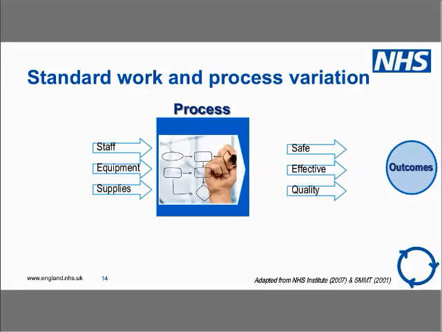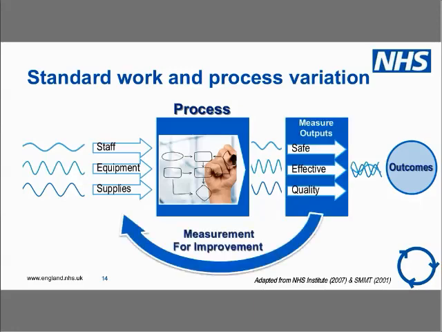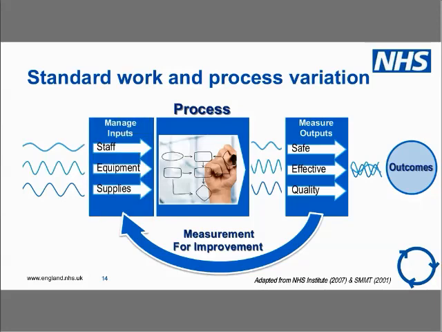And there are various inputs into these things. So if we have variation in these inputs, which we've discussed a little bit, so we've got variation with our staff, equipment and supplies, we can expect that to feed through into our outputs and our outcomes, and we can see variation in those. The idea of standard work is to understand these outputs. We can measure those using measurement for improvement, and we can use what we learn about those and the variation in those to manage our inputs.